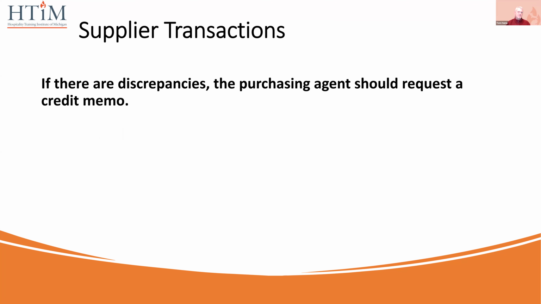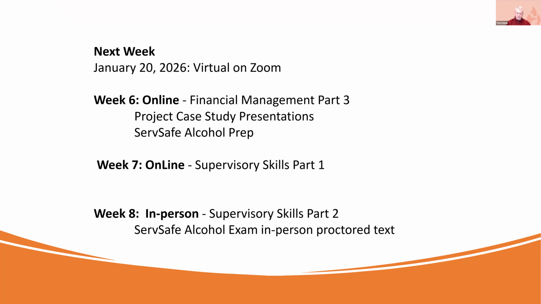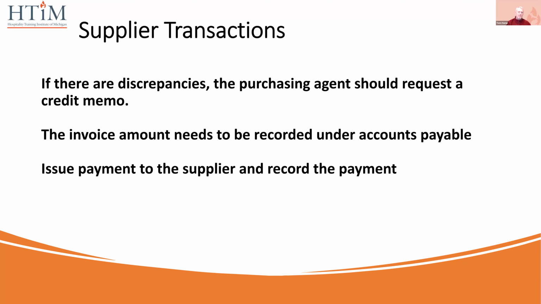If there's any discrepancies from a supplier, we want to make sure the purchasing agent requests a credit memo to make sure that we get credit, and they should be treated like cash, which we'll talk about in a second. The invoice needs to be recorded under the accounts payable as it is, but then we need to get a credit memo to put against it. Issue a payment to the supplier and record the payment after that. But again, most of you may not get into this, but when you get into accounts payable, accounts receivable, that type of thing.